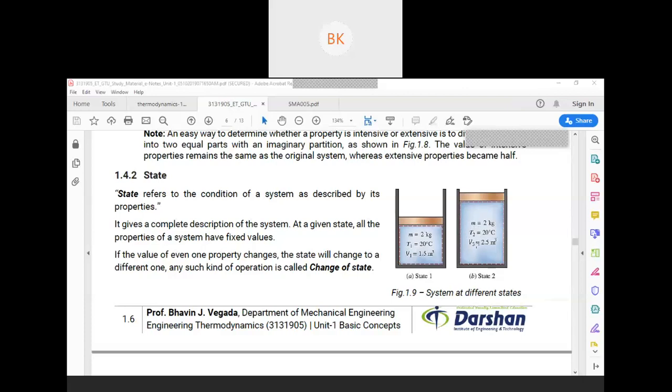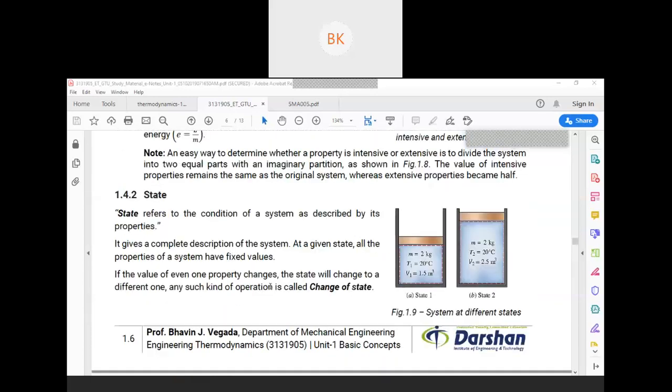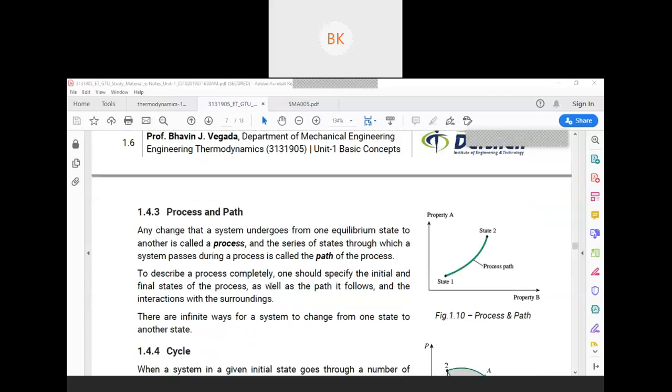So these are two different states: the system is still the same, but we are defining a different state depending on the properties. If the value of one property changes, the state will change to a different one. Here, two properties are the same, mass and temperature, but if I change the velocity, or any of the properties, automatically the state of the system will change. Basically, for this there is a concept called the process and the path.